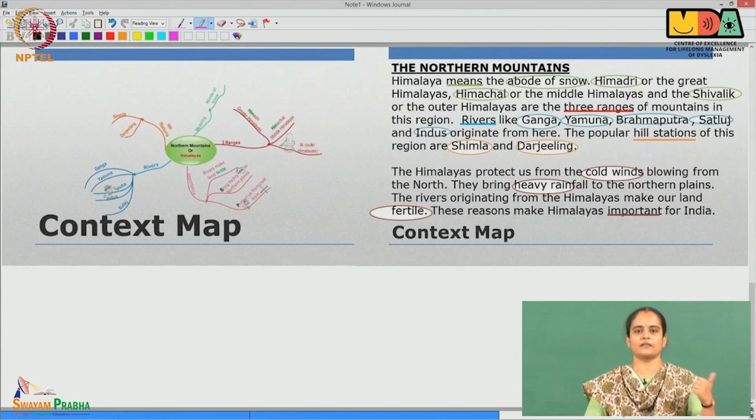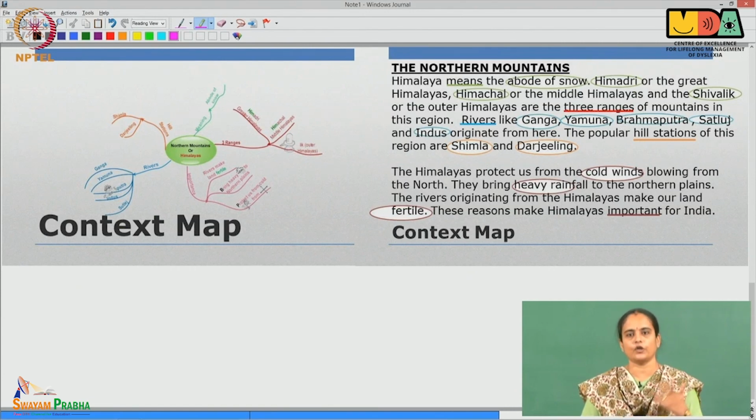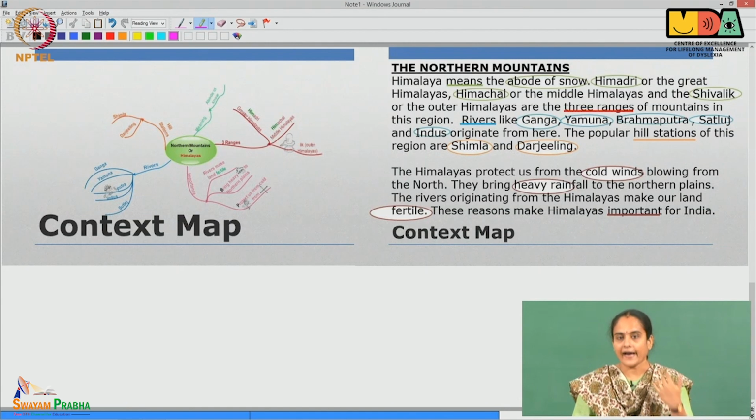Or if the question is about importance of rivers for 2 marks, he just goes to the arm that says importance and just picks out those 3 points and writes it as the answer. Now, if it is a 5-mark question or a detailed answer, write a note on northern mountains. He just has to write the entire context map in the form of a para.